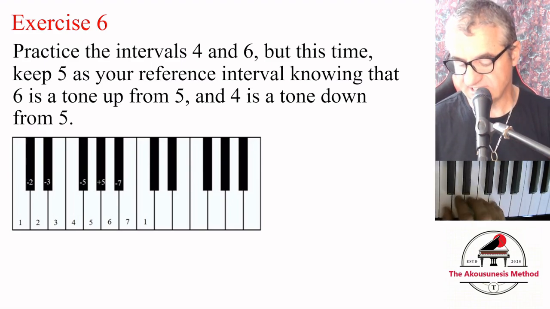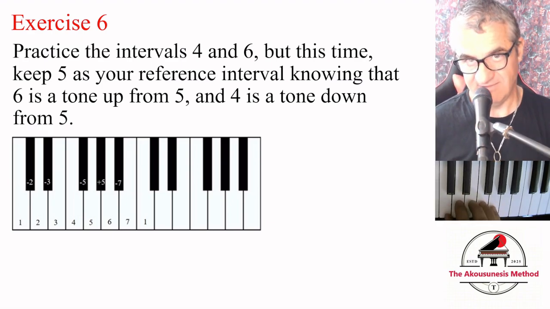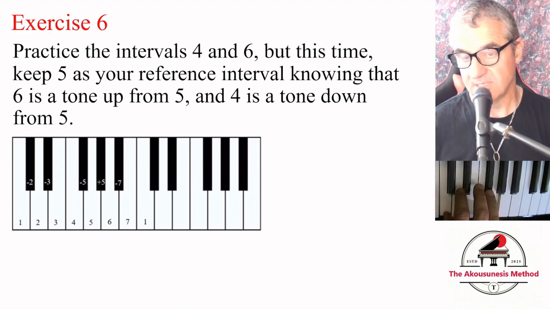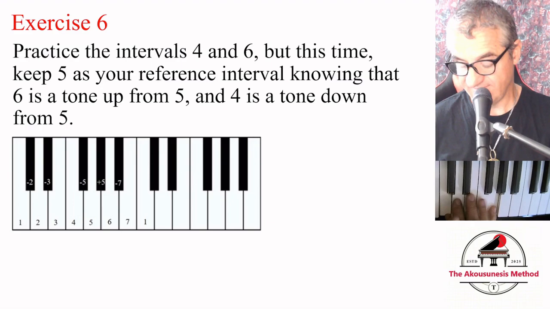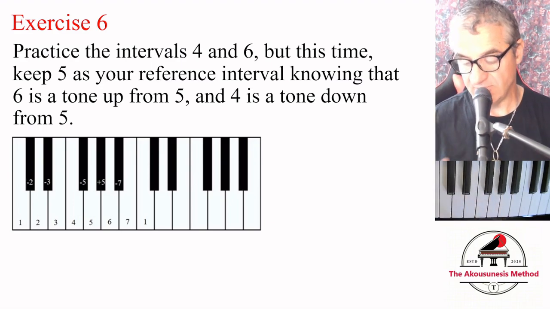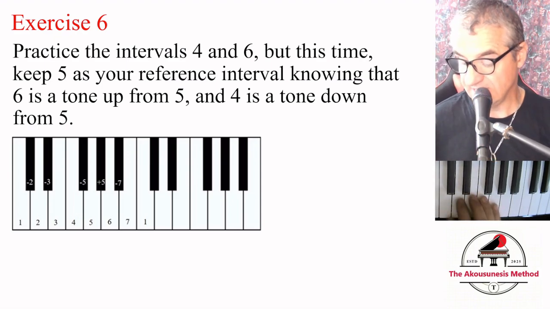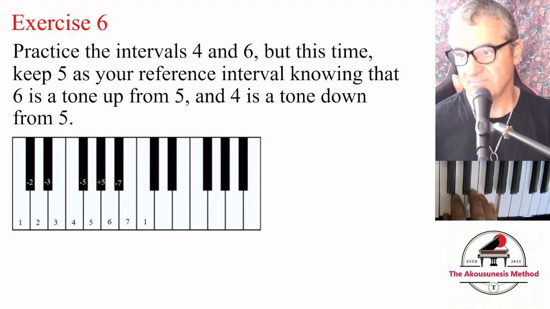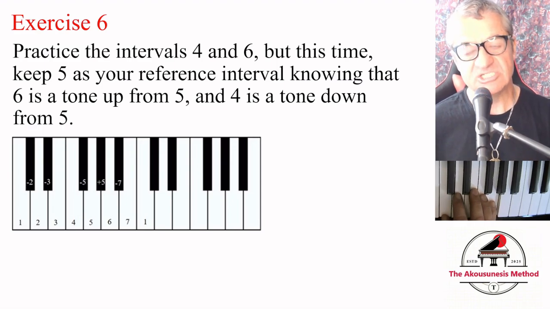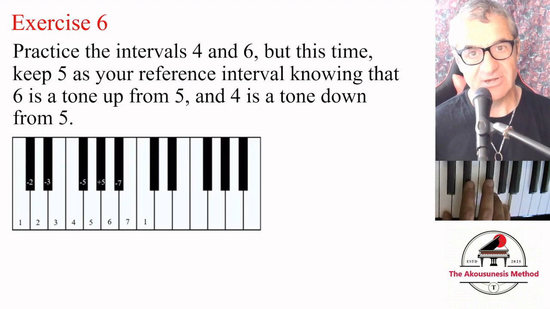Now, we're also going to practice the 4th and the 5th, but this time we're going to keep 5 as your reference. So a 5 is just, you've got 5 fingers, right? If you place them on every key here, C, D, E, F, G, this happens to be 5. 1, 2, 3, 4, 5. The interval 5, okay? Now, we're not referring to finger numbers 1, 2, 3, 4, 5. We don't do that in this system. That's a pinky. The pinky's on the 5, right? P5. Right? Now, a 4 is just a tone down from the 5th, right? And a 6 is a tone up.